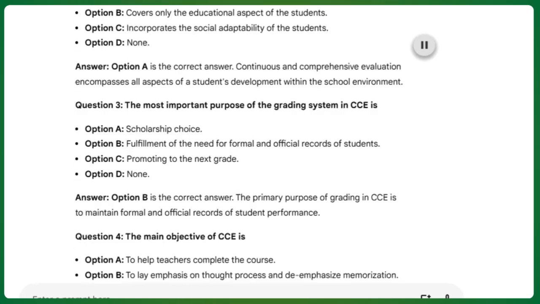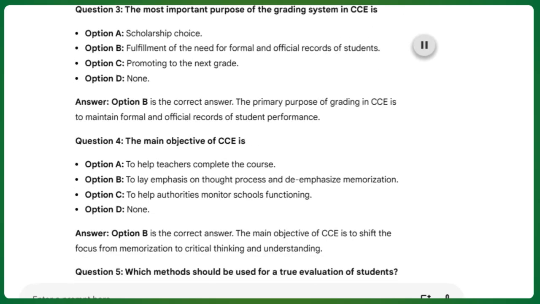Question 3. The most important purpose of the grading system in CCE is: Option A. Scholarship choice. Option B. Fulfillment of the need for formal and official records of students. Option C. Promoting to the next grade. Option D. None. Answer. Option B is the correct answer. The primary purpose of grading in CCE is to maintain formal and official records of student performance.